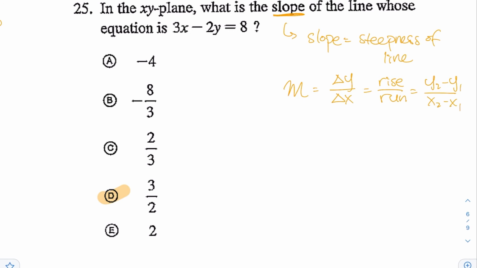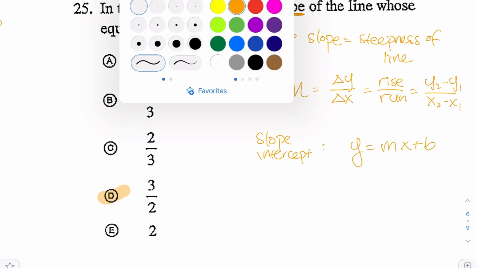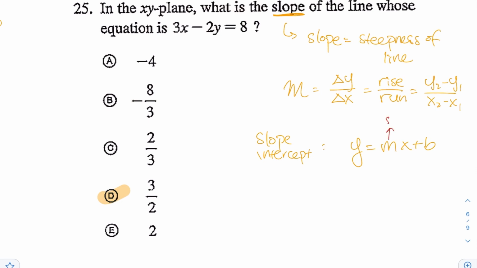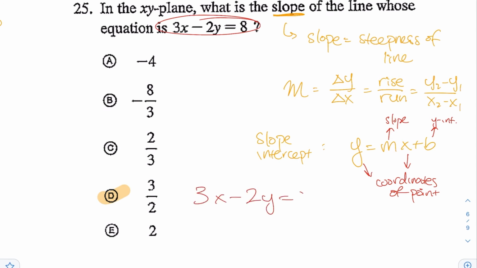Now here, what you have to do is actually turn this equation into slope-intercept form. So that's y equals mx plus b, and in this case, m is the slope, b is the y-intercept, x and y are the coordinates of a point. So here you have this equation that's not in slope-intercept form, and in order to turn this equation into slope-intercept form, you need to isolate the y. That means get y by itself.